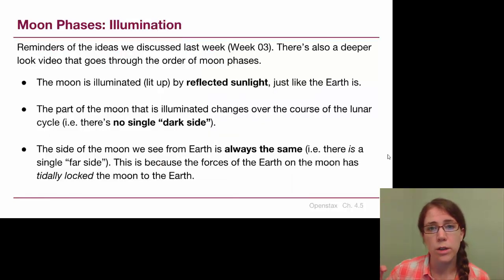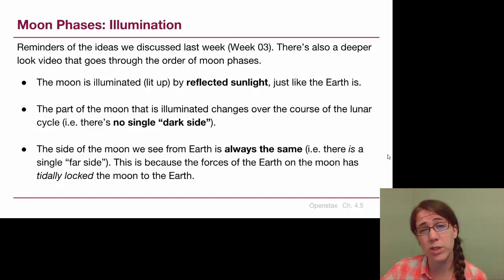And the things we talked about last week in that first video of moon phases are key ideas that we were able to puzzle out and think through, is that the moon is lit up because of reflected sunlight. It's not making its own light. There is no single dark side of the moon because the phase, the part of the moon that is lit up from our point of view, is aimed at us or it isn't aimed at us. But if we were to stand on the moon, we would experience daytime and nighttime as the moon rotated.